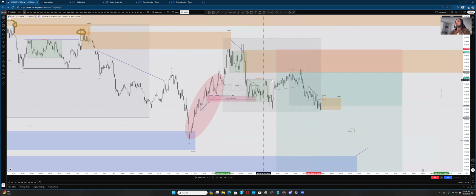I can automatically disqualify this as a decisional because the other side of the area is not taken. And if price is to come here, respect it and go down, I'm okay with missing that. Pain of discipline over pain of regret. And what did price do? Price did come and mitigate it and gave you a fake reaction.